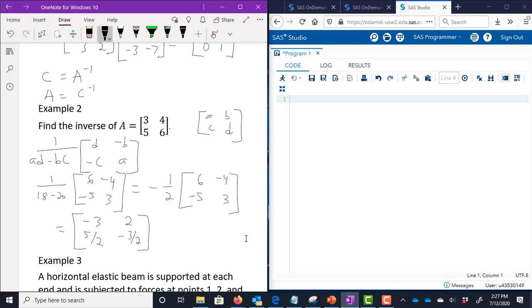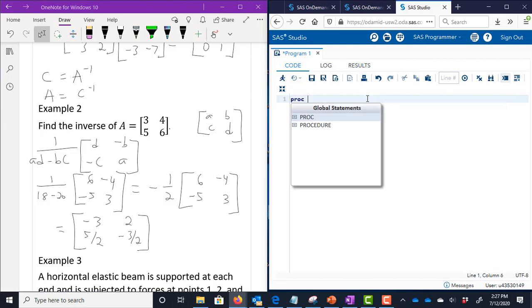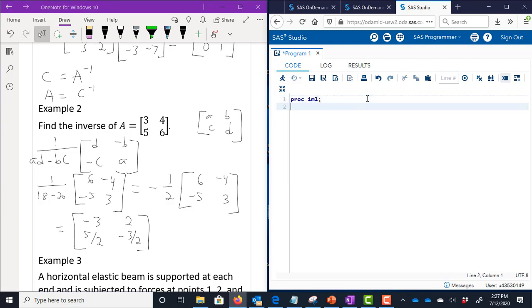We could also do this in SAS if we wanted to, by first doing the procedure, so proc IML. We want to define our matrix A to be what we have on the screen here, with the entries 3, 4, comma, 5, 6. And we want to find the inverse of A, so this would be INV of A, for inverse of A. And then we want to print whatever that inverse is.